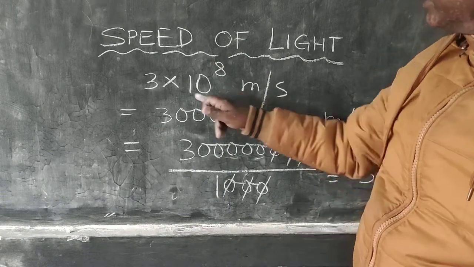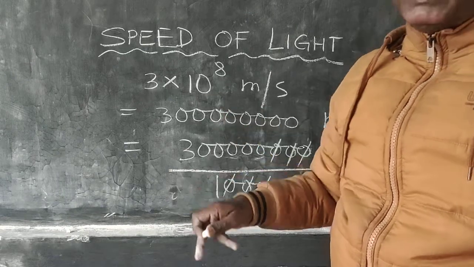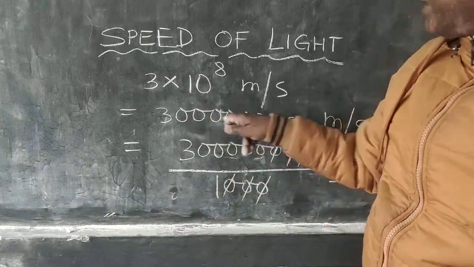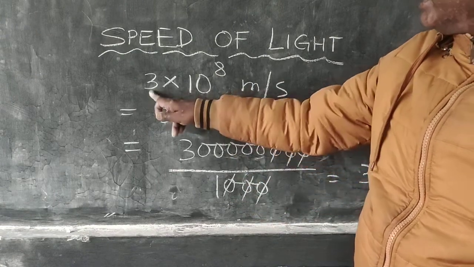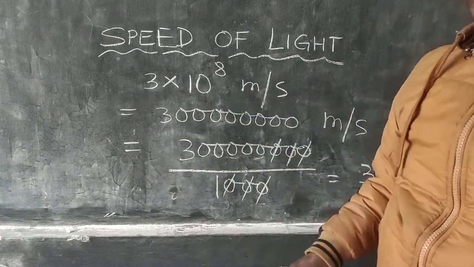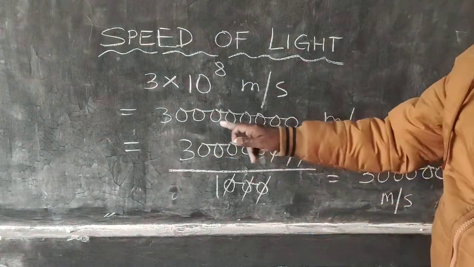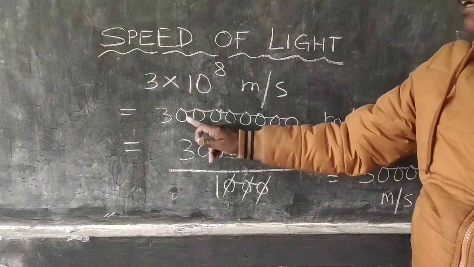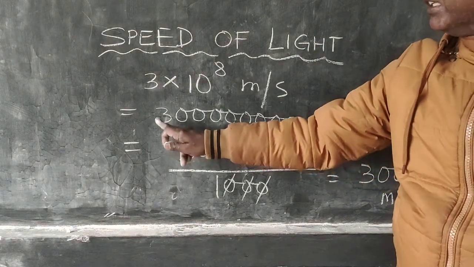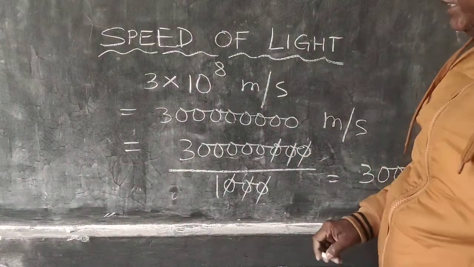Now what I have done is, this is given in indices form, power and base. I have expanded it. 10 to the power of 8 means after writing 3, 8 zeros will be there. Count 1, 2, 3, 4, 5, 6, 7, 8. So if you count it, it is 30 crore meters per second. This is the speed of light in vacuum.